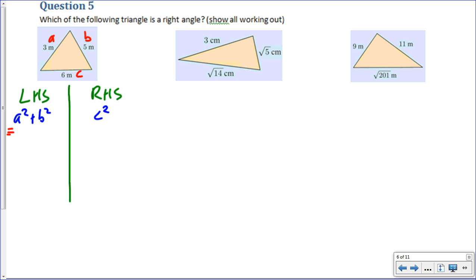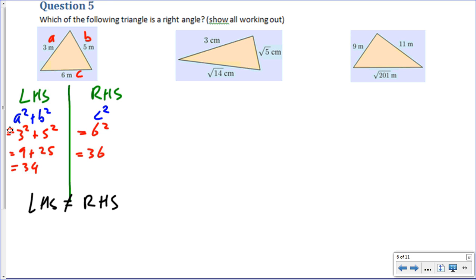So in this case, A squared, so it's going to be 3 squared plus 5 squared, so it's going to be 9 plus 25, so equals 34. On the other side, that's going to be 6 squared, so it's going to equal 36. And so now we can say down the bottom, left-hand side is not equal to right-hand side. So 34 doesn't equal 36. So therefore, not a right angle triangle.